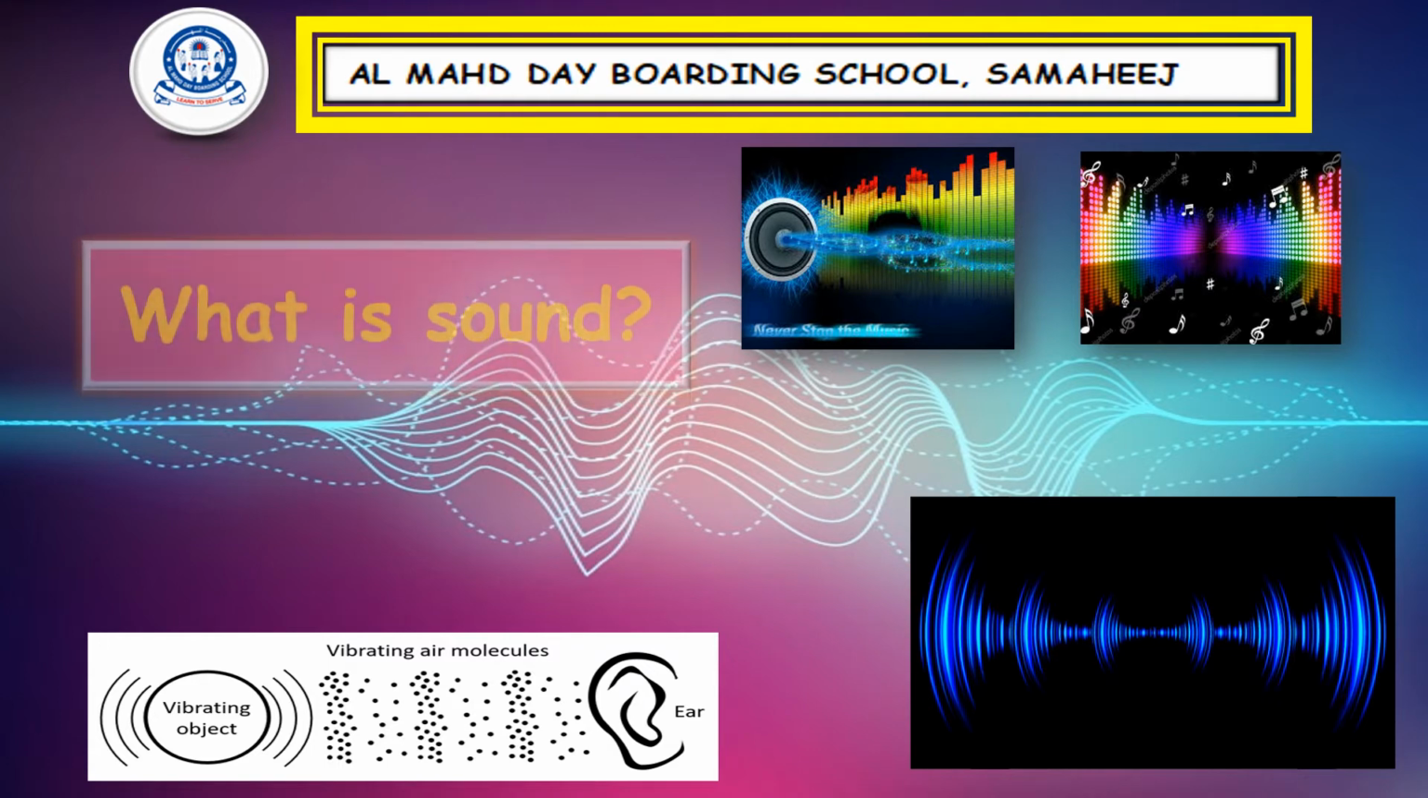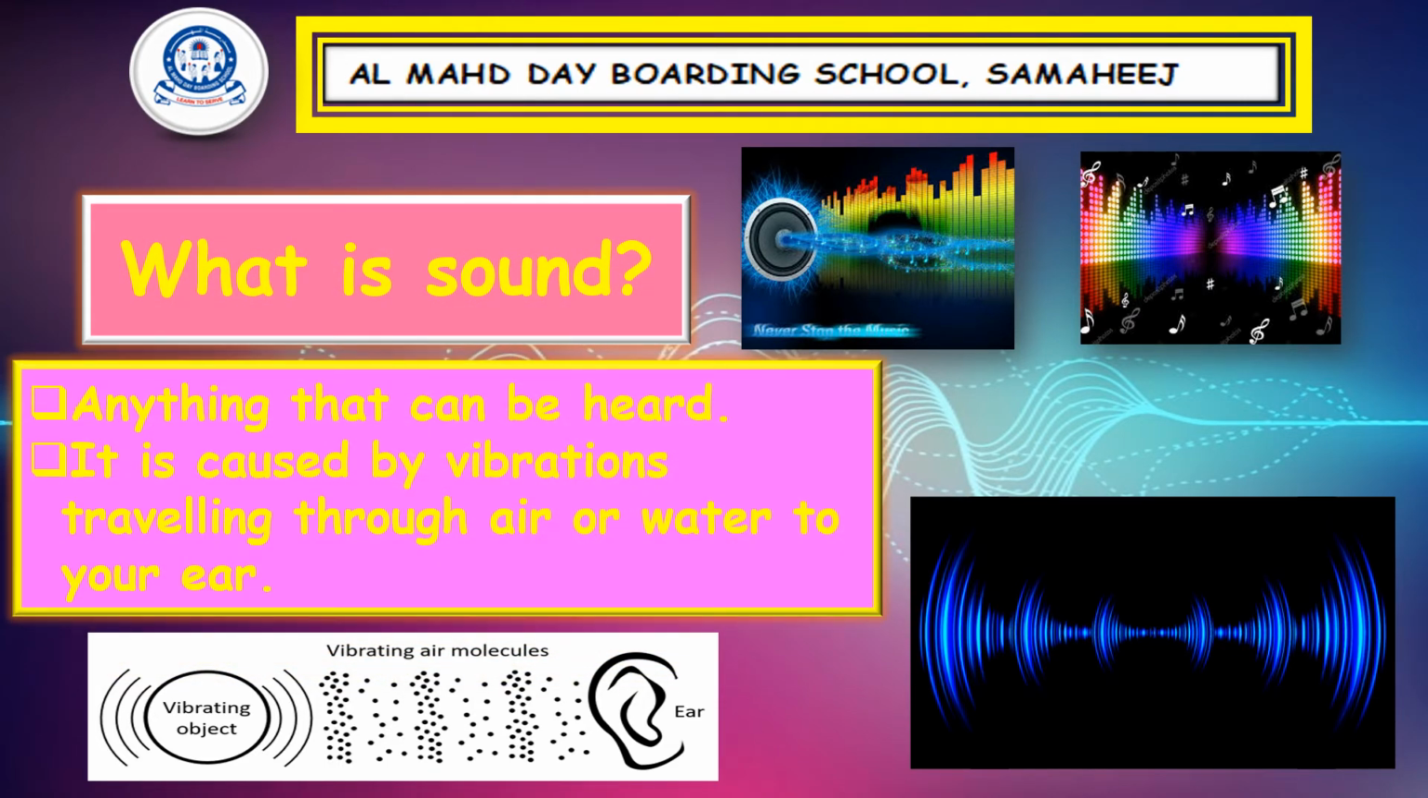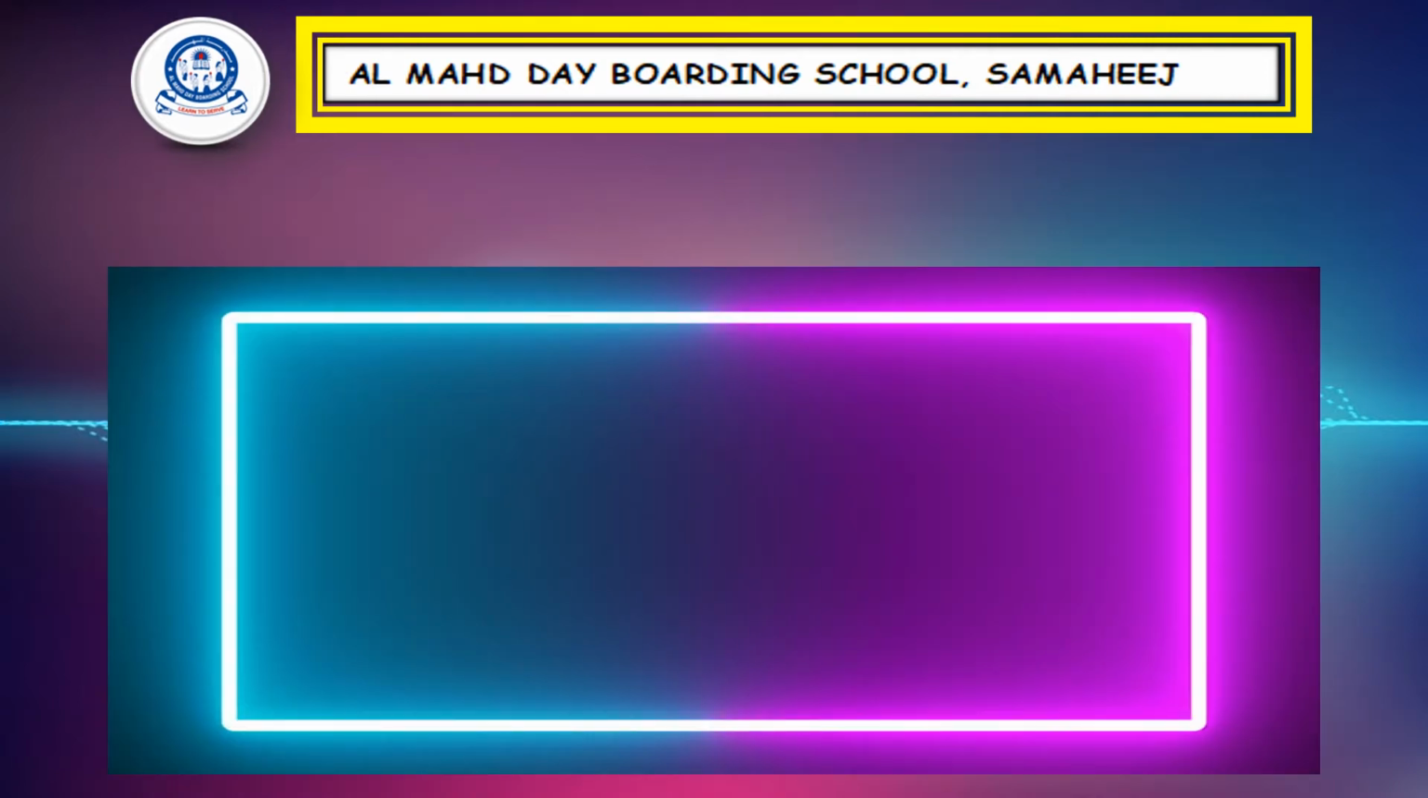What is sound? Sound is anything that can be heard. It is caused by vibration traveling through air or water to your ear. Sound is a type of energy made by vibrations. When any object vibrates, it causes movement in the air particles. These air particles bump into the particles close to them, which makes them vibrate too, causing them to bump into more air particles. This movement is called sound waves, which keep going until they run out of energy. If your ear is within range of the vibration, you hear the sound. Sound is anything that can be heard.